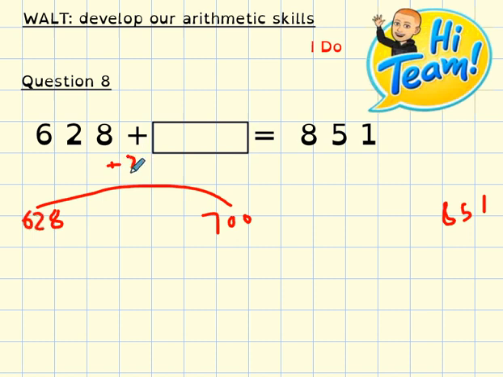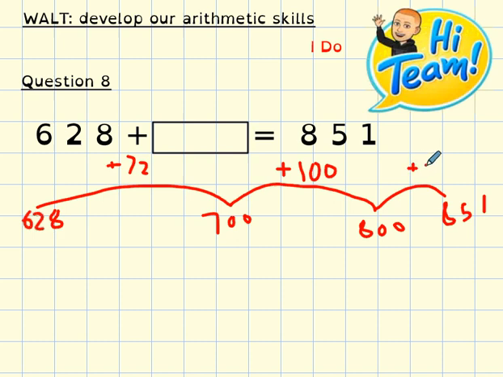700 to get to, if we go to 800, is a further 100 added on. So you can see there's a bit of working out here. You might be able to do it in your head. If not, you might want to just do a few jottings like this, using the number line method. And then 800 to get to 851 is adding on a further 50.